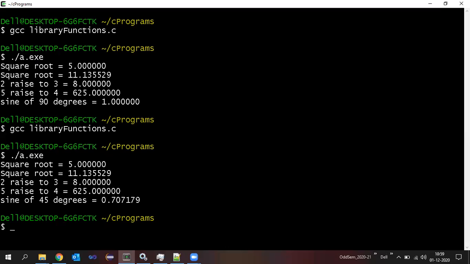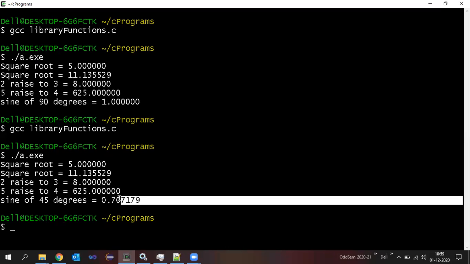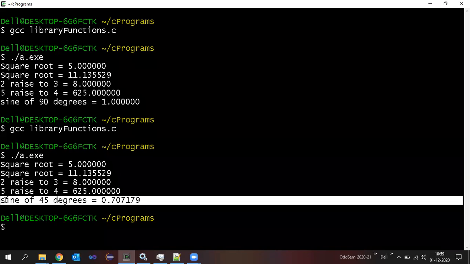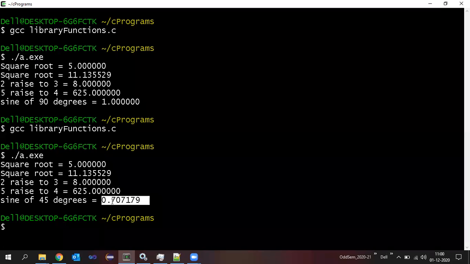1 by root 2. While solving on paper, we use 1 by root 2. But what is the value of 1 by root 2? 0.707179. Can anybody confirm that this is the correct value of 1 by root 2?